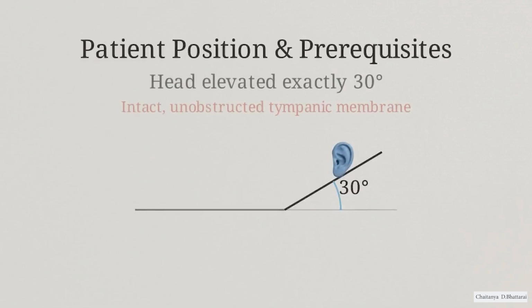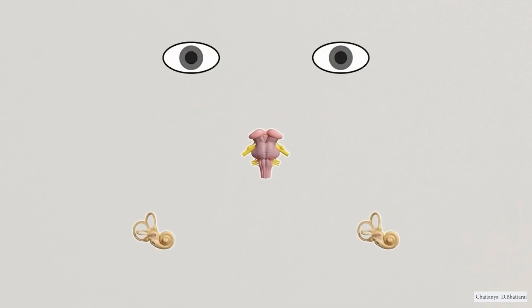This test requires an intact, unobstructed tympanic membrane and the patient's head elevated to exactly 30 degrees. This diagram shows the physiological reflexes triggered by irrigation. Cold water at 3 degrees Celsius drives the fast-phase nystagmus vector to the opposite side, while warm water at 44 degrees drives it to the same side.